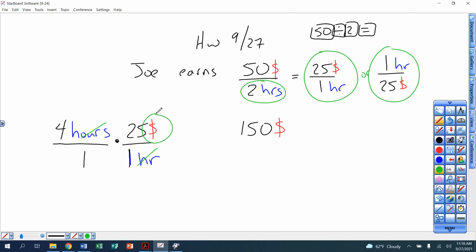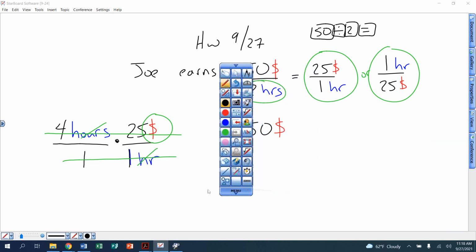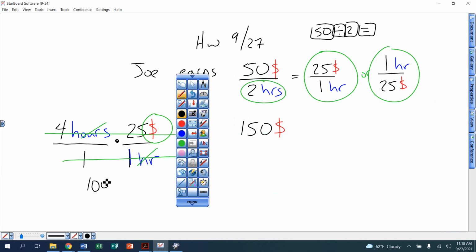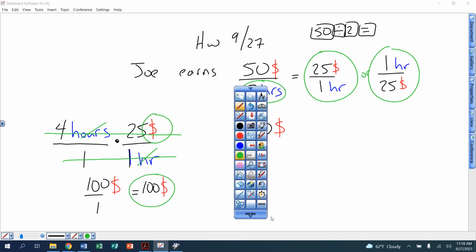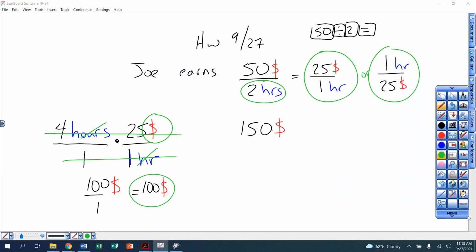And then all I got to do is times straight across. 4 times 25, that gives me 100. 1 times 1 on the bottom gives me 1 on the bottom. That dollar unit is still there. We're going to just write this as $100. We're never going to write it over a fraction if we don't need it. So if you're working at $25 an hour and you work for 4 hours, you've earned $100.